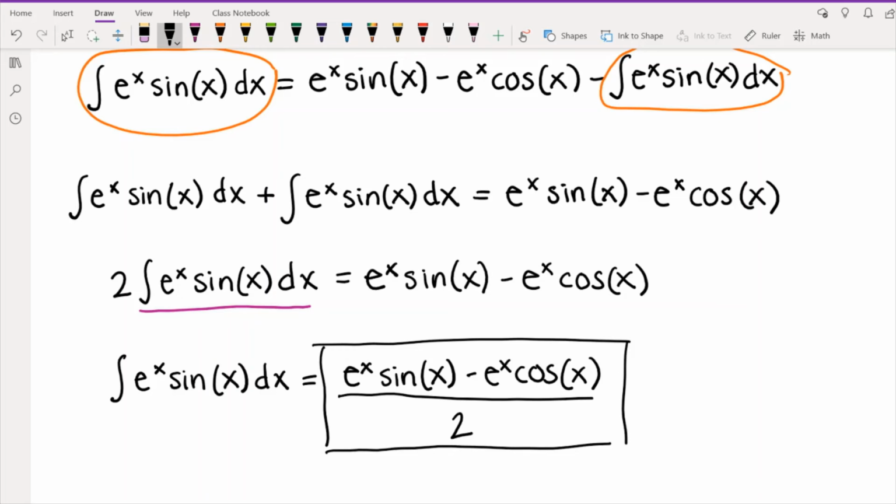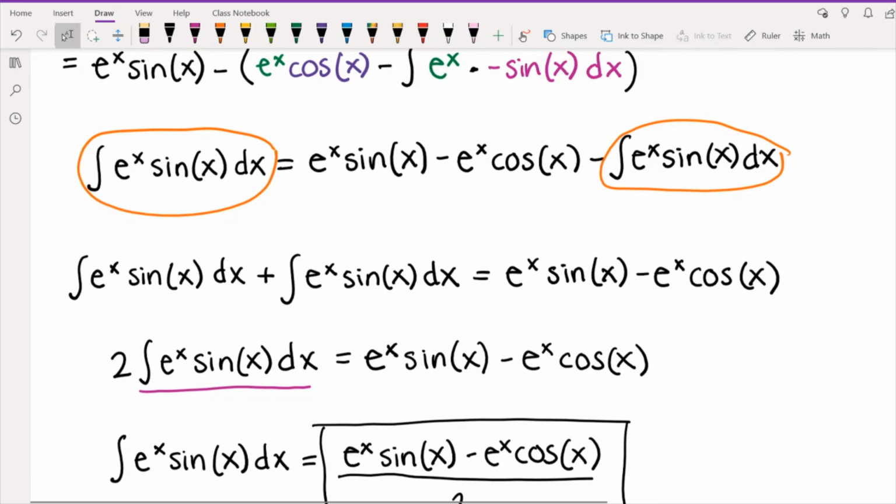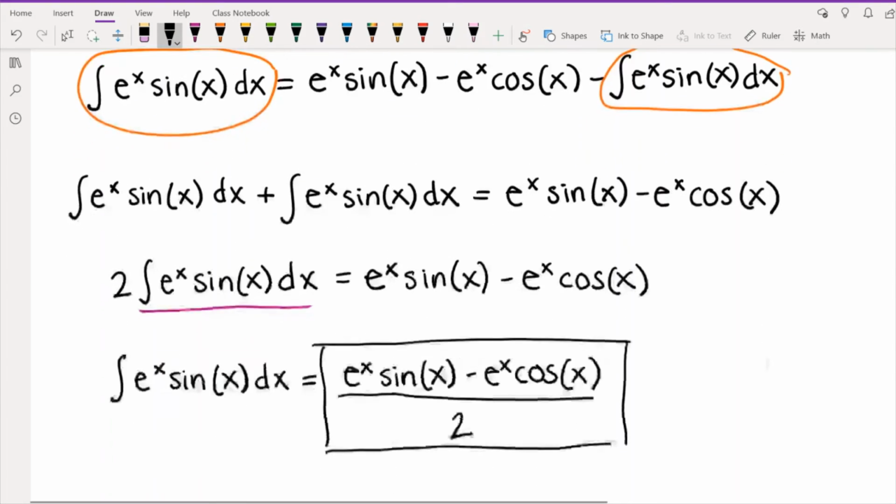have some mix of e to the x with a trig function, because they have this property where e to the x just kind of keeps giving you the same derivative and antiderivative, whereas sine of x and cosine of x, they switch, they flip back and forth. And so that's really what allowed us to come back to that same integral, which then allowed us to combine the two integrals and solve.